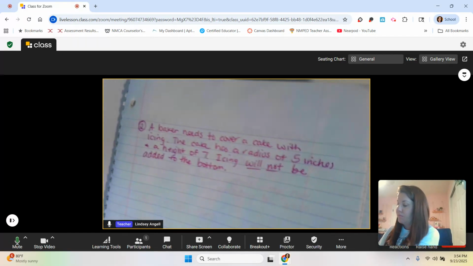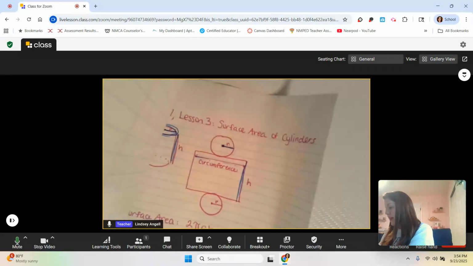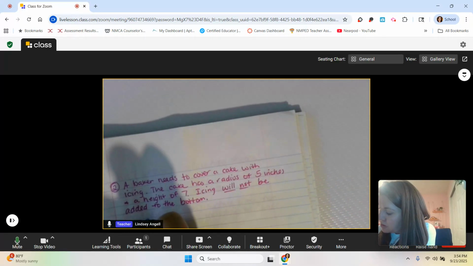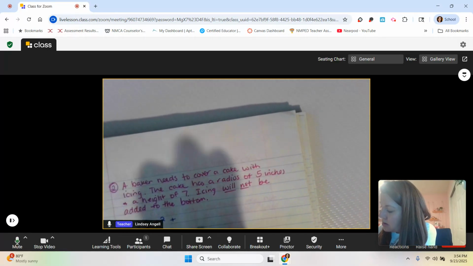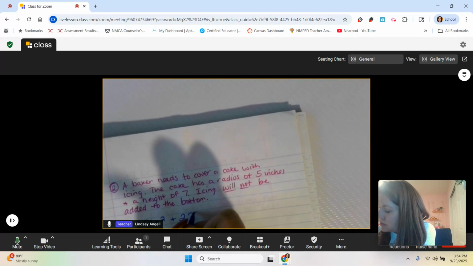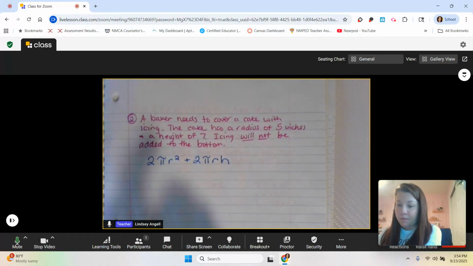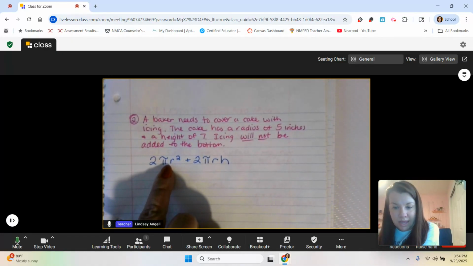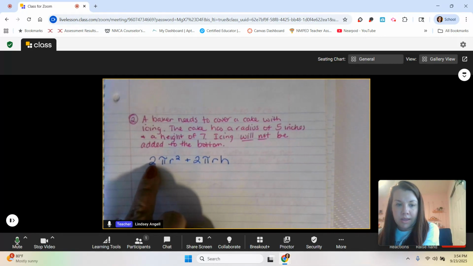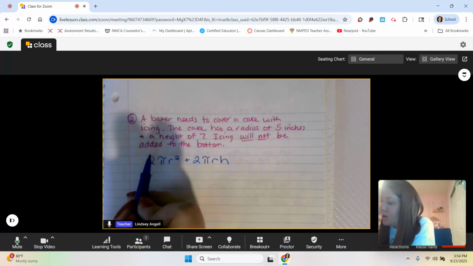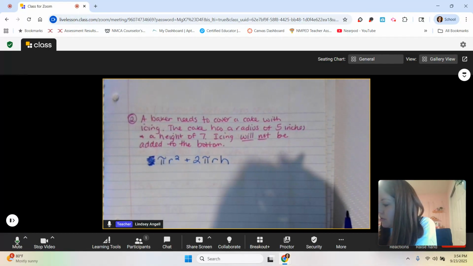So, just to make sure that I have the formula correct, I'm going to look at my other paper. We've got 2 times pi r squared plus 2 times pi times the radius times the height. Let me just make sure I'm good. I am. Okay, but remember, pi r squared gives us the area of a circle, right? We multiplied by 2 originally because there were 2 circles. But if we're going to exclude the bottom of the cake, we can take away that 2, okay?